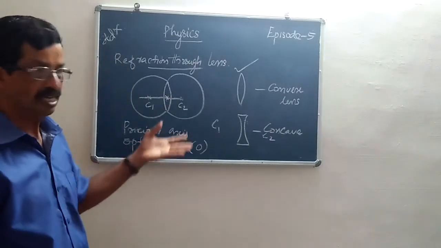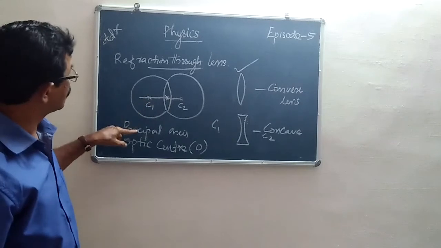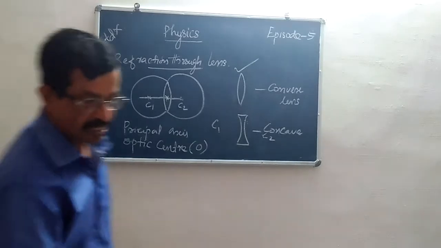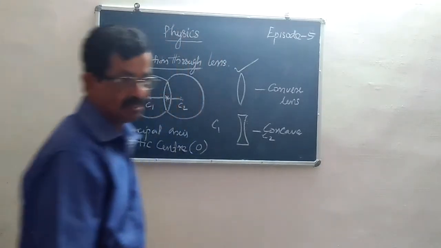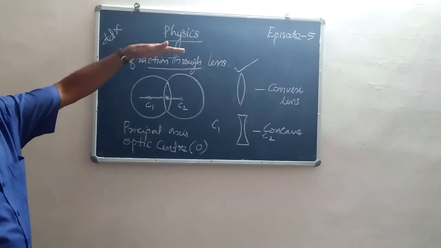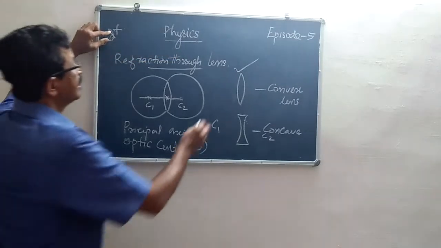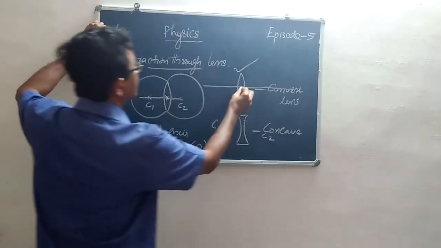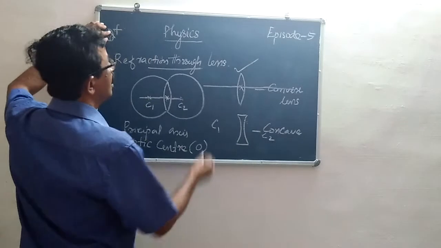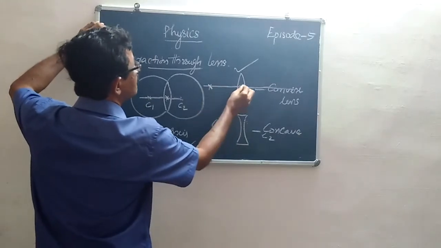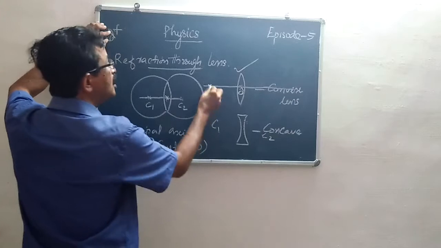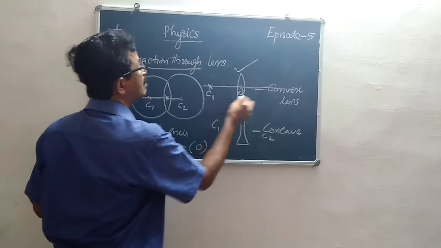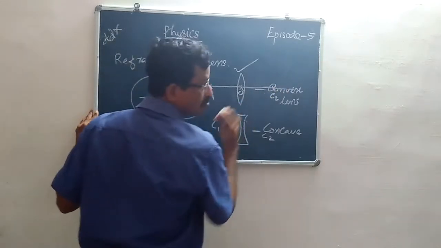Now, which are the terms? On this principal axis, the optic center. For this lens, this is the center of the lens, the optic center O, and these we have taken as the centers of curvature, C1 and here C2.